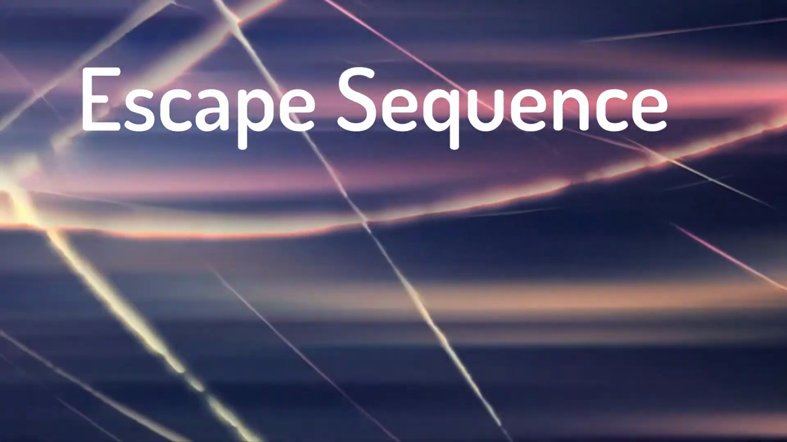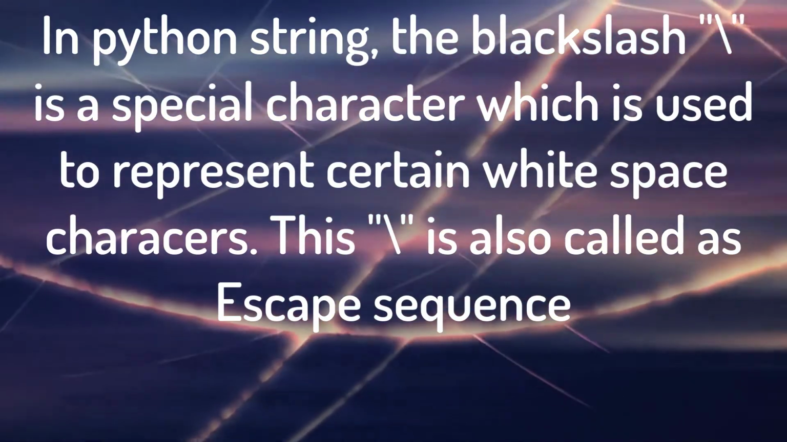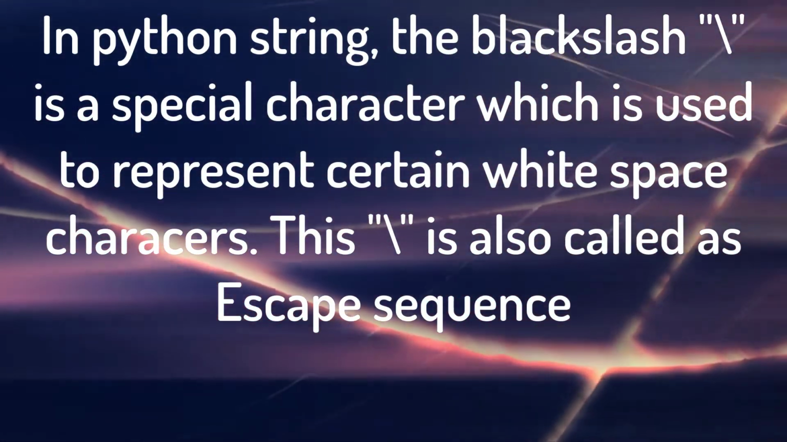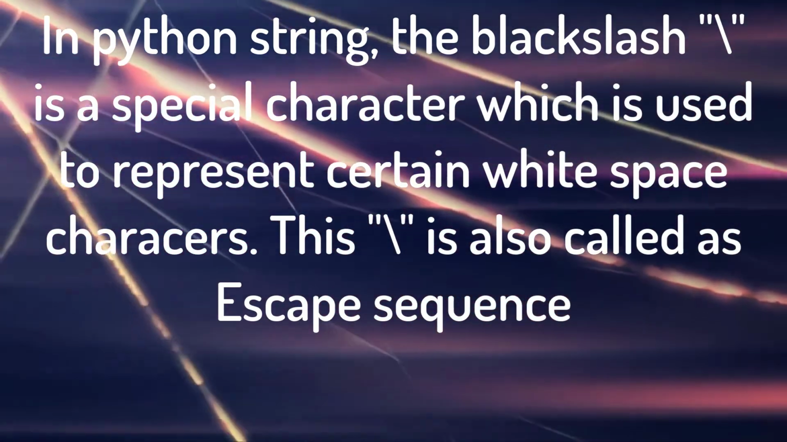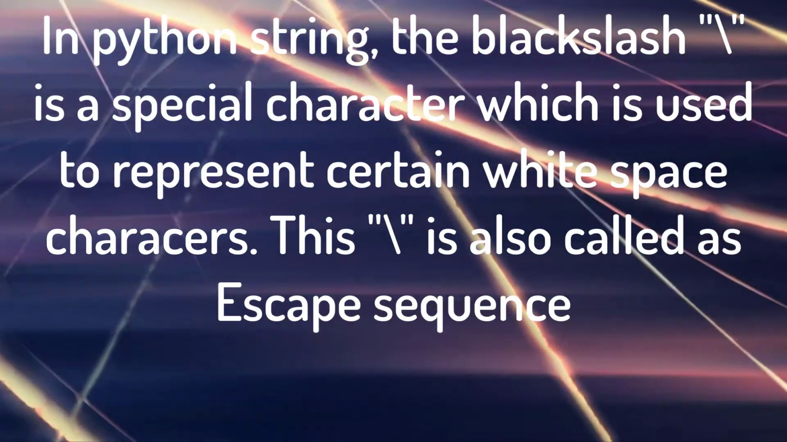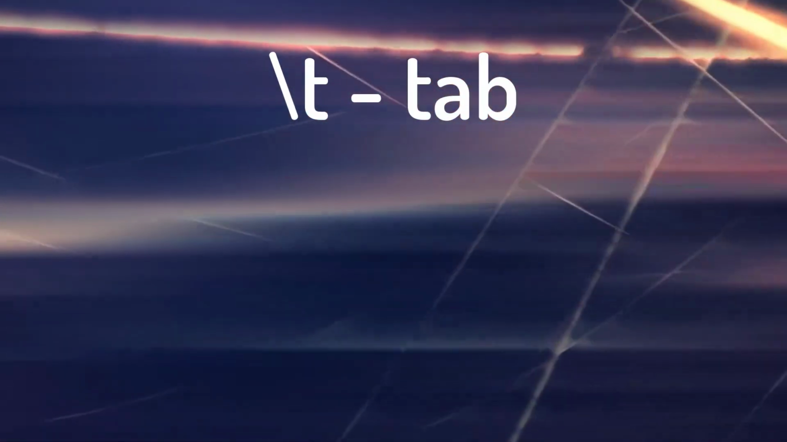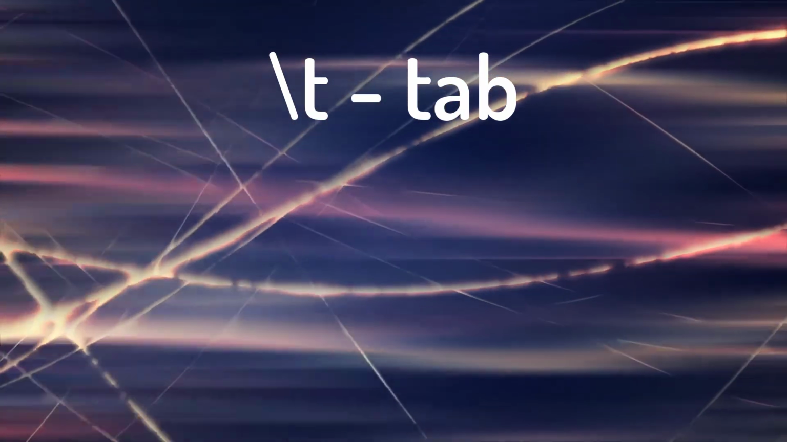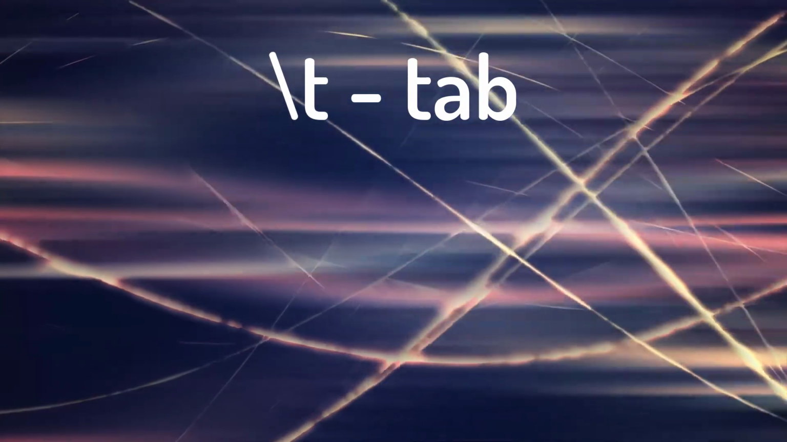Next, the last topic in this video is the escape sequence. In a Python string, the backslash is a special character which is used to represent certain white space characters. This backslash is also called an escape sequence. For example, \t is used for a tab space. So whenever \t is used in a program, some space is given. A default space, 8 spaces or something, will be given.